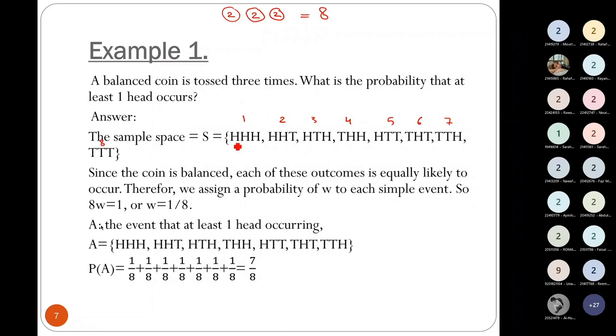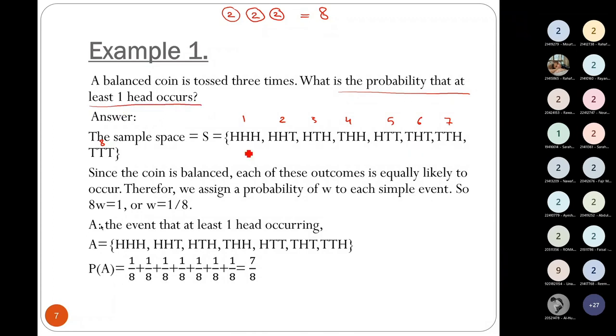Head, head, head. H means head, or T means tail. So any coin has the face H or T. We have 2 faces only for each coin. Now, what is the probability that at least one head occurs? One head occurs, meaning one head appears.